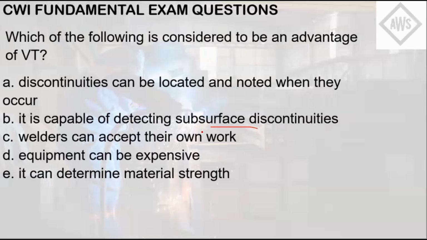So letter C, you want to avoid this. Welders can accept their own work because there must be an oversight with the welder's work in order for a proper quality control procedure to happen.